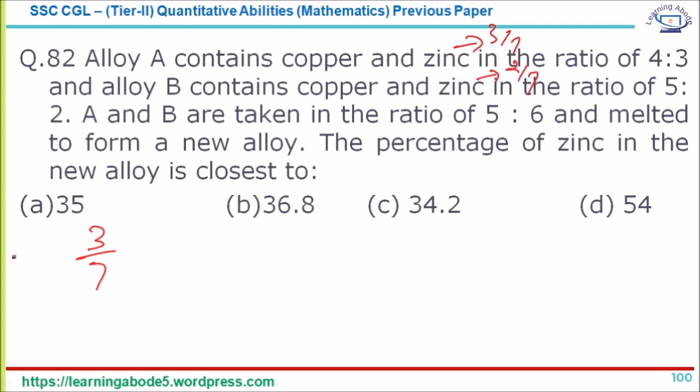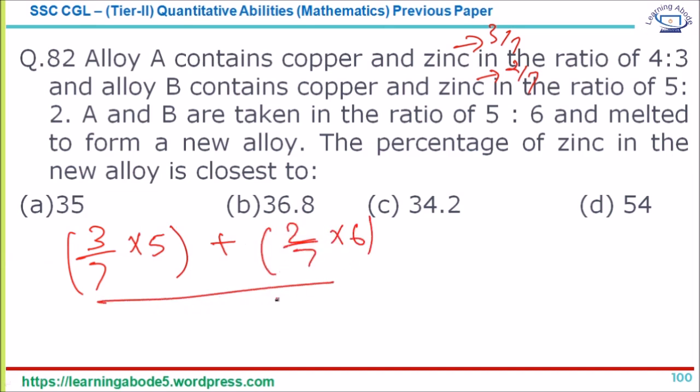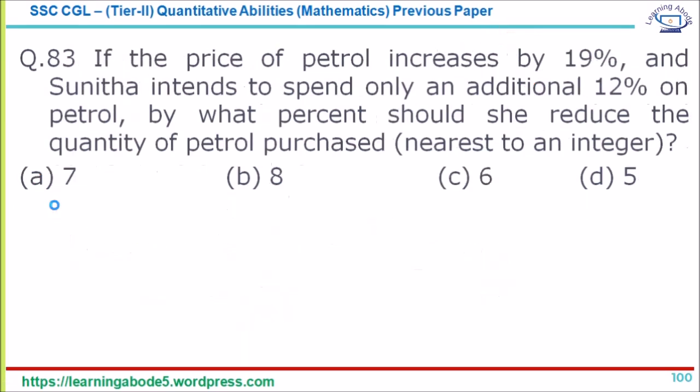Okay, now it's taken the ratio of like 5 parts and 6 parts, right? So this is 2 by 7 into 6. Now whole divided by 5 plus 6, 11. Now that's equal to 27 by 77. Okay, so that's approximately 35%. That's answer option A for question number 82.